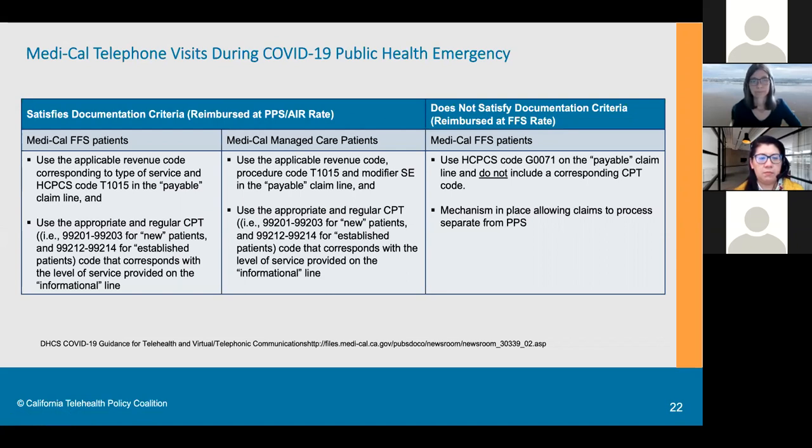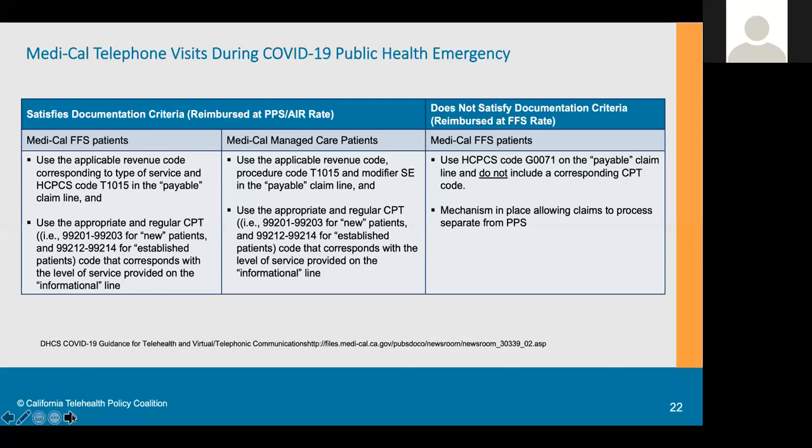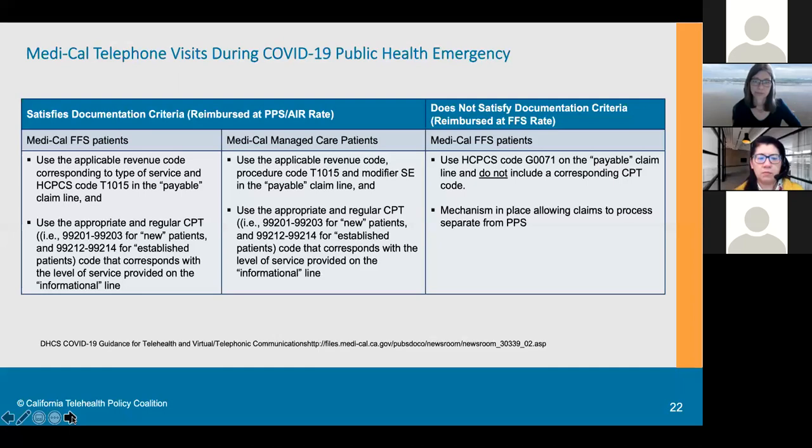And then, as I just mentioned, for your telephone visits that don't satisfy the documentation criteria, in that third column there, you would bill with HCPCS code G0071 in the payable line, and you would not include any corresponding CPT codes. Our understanding in conversations with DHCS is that they have a mechanism in place that allows for the claims processing system to separately process those claims. So your G0071 would be processed separately from your PPS claim.